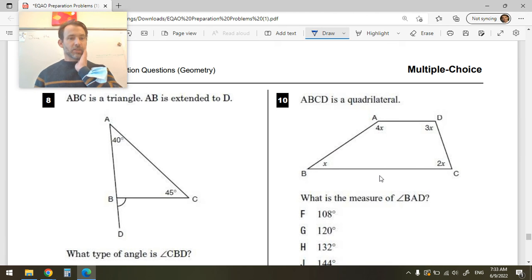Okay, ABC is a triangle. AB is extended to D. Very good. Good for you, AB. You extended to D. And then what type of angle is angle CBD?